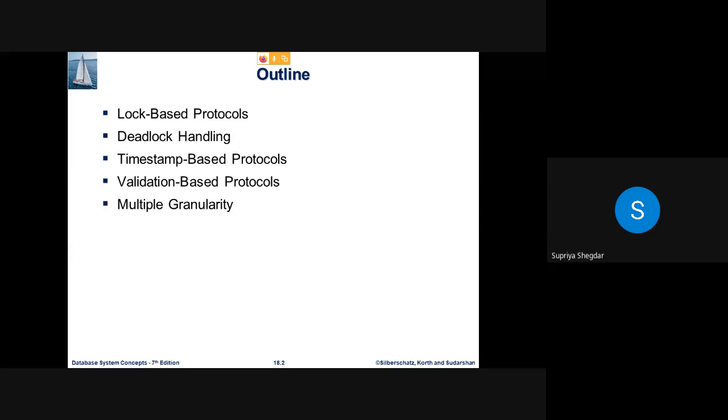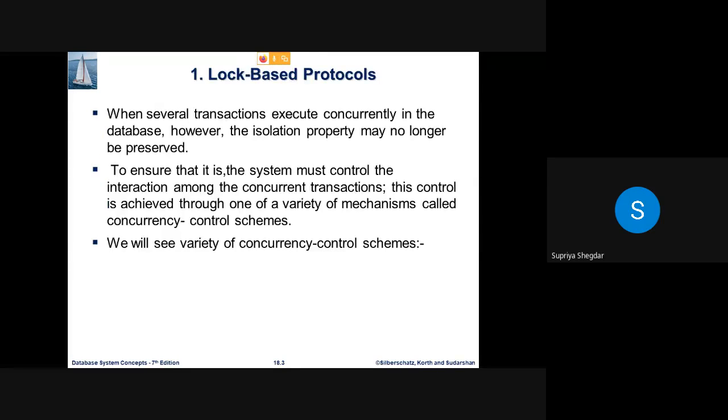Have you understood what is meant by the concurrency control mechanism? To run transactions in isolation, or to achieve the isolation property of transactions, we require the concurrency control mechanism. The first point of the chapter is lock based protocols. Some protocols handle concurrency control, and one of them is the lock based protocol, where we use a lock system.